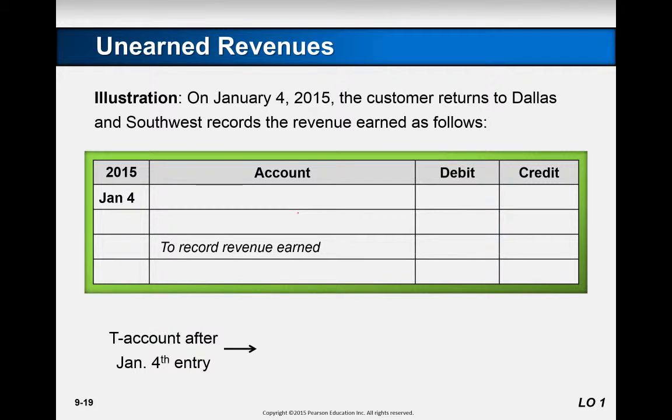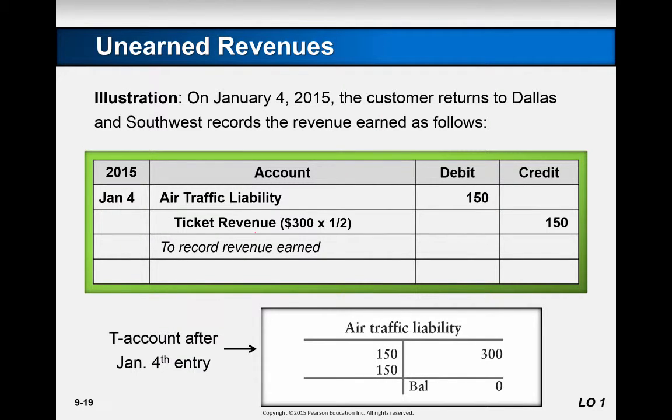Then on January 4th, when we return, because that was our first leg of the flight, now the second leg, when we return to Dallas, Southwest will record the other part of the revenue. So here's your air traffic liability debited and your ticket revenue. And notice once the revenue has been earned, the balance in the liability account would be 0. And notice the two entries for the flight there and for the flight back.